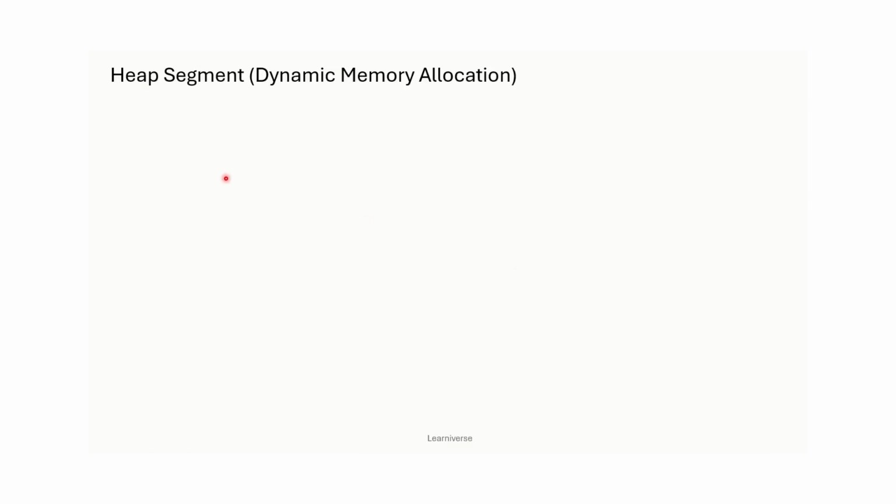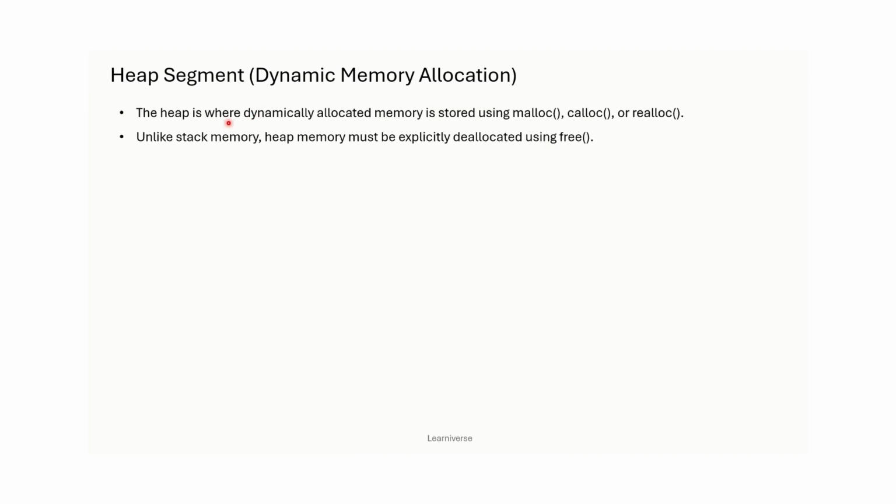Now let's understand the heap segment. We can say it is dynamic memory allocation. Here the heap is where dynamically allocated memory is stored using the malloc, calloc or realloc functions. Unlike stack memory, heap memory must be explicitly deallocated using free. In the case of stack memory, whenever the function returns, it is automatically cleaned up, but here we need to explicitly clean up using the free function.